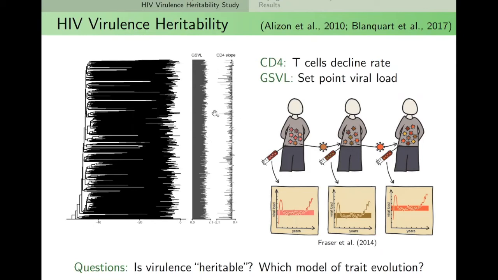And how do we measure virulence? So you have two scores. One is a T-cell decline rate. So this is linked with virulence. And one is a set point viral load.